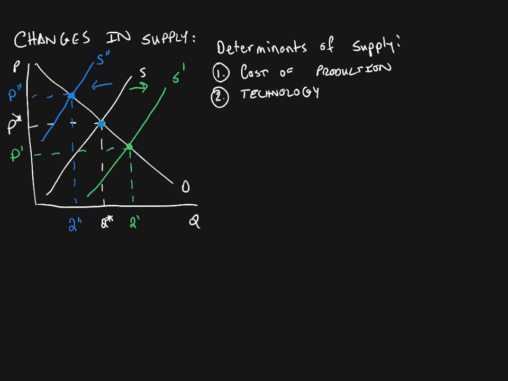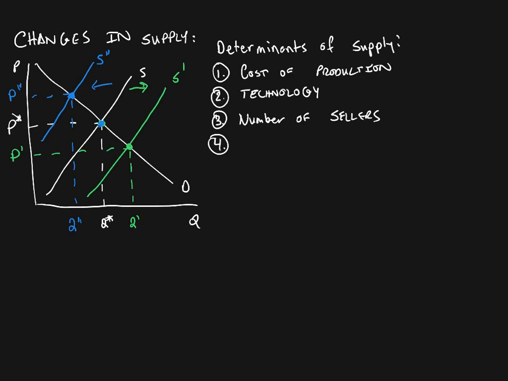If you have less technology, if something happens, a natural disaster destroys some kind of manufacturing plant or equipment that's used, or maybe a war destroys this, then you would expect to see a reduced supply. Another determinant of supply is just going to be the number of sellers in the market. If there are more sellers in a market, other things being equal, there's going to be a greater supply. And if there are fewer sellers in a market, other things being equal, the supply is going to go down, or it's going to shift the supply curve to the left.